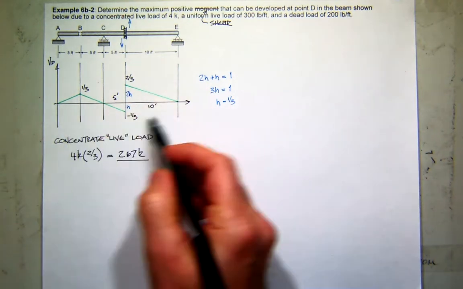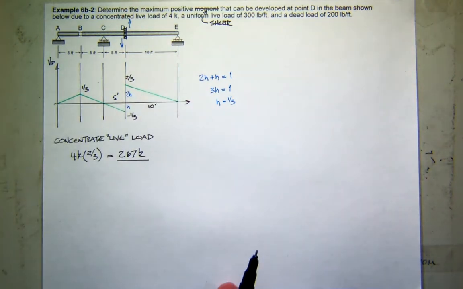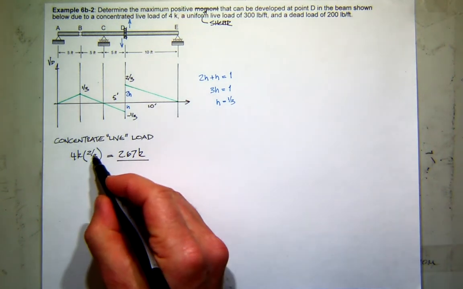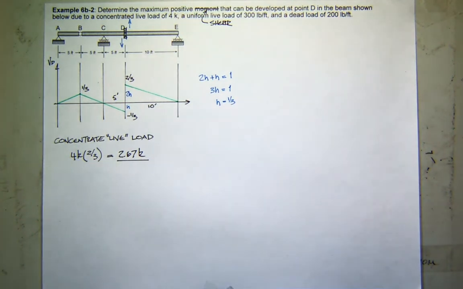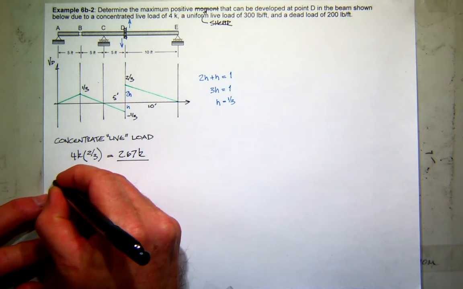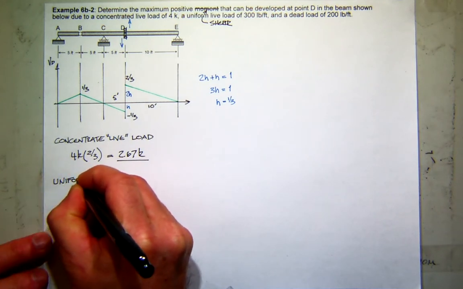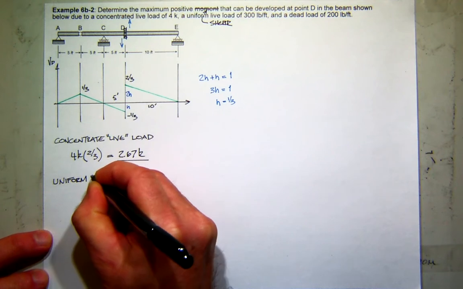Remember, the unit of my influence line for shear is dimensionless. So this has no unit, and then to multiply by 4 kips, I get kip back again. All right, let's do the uniform live load.